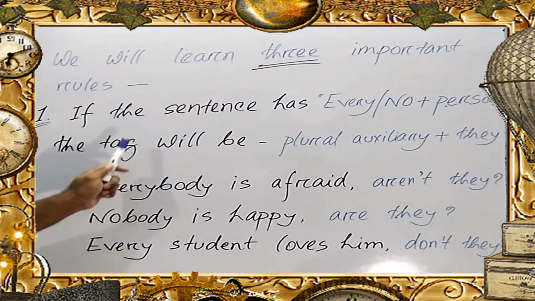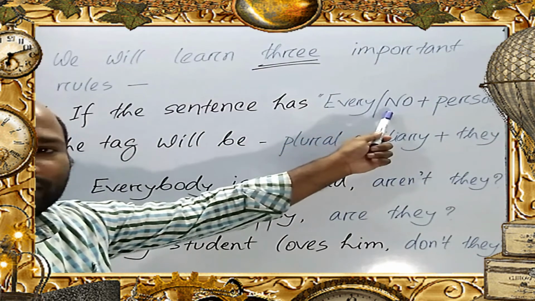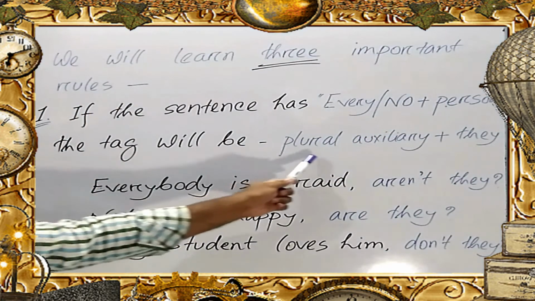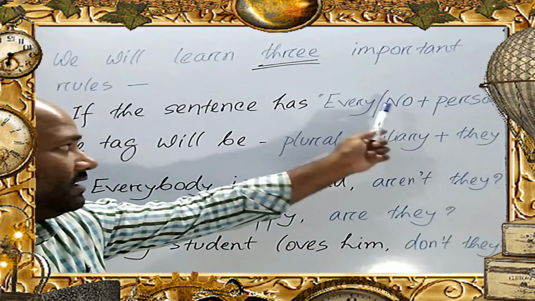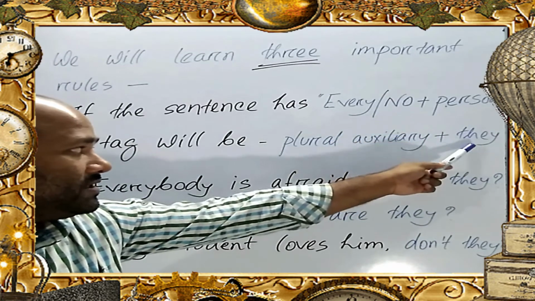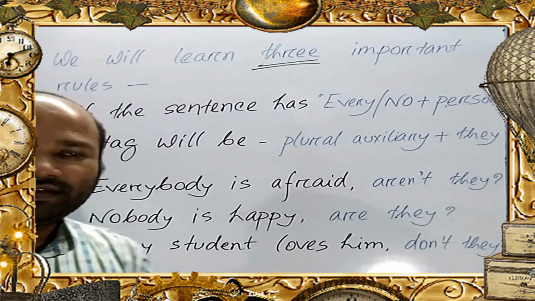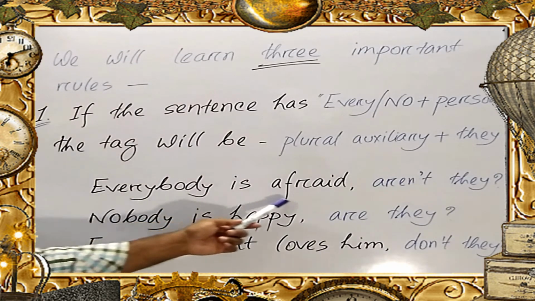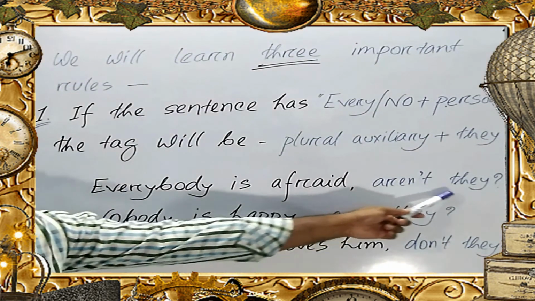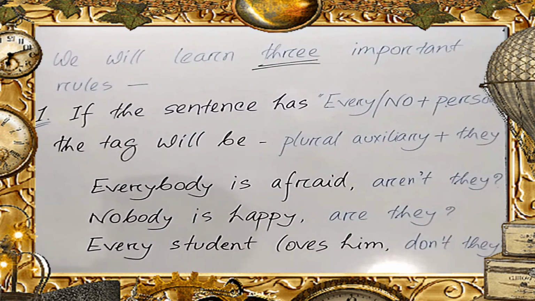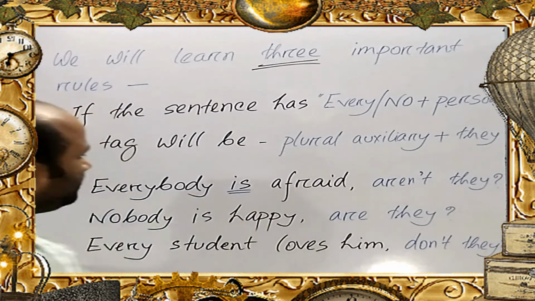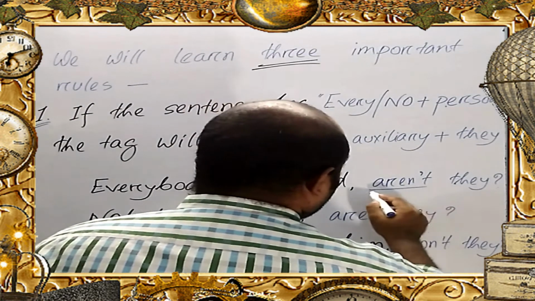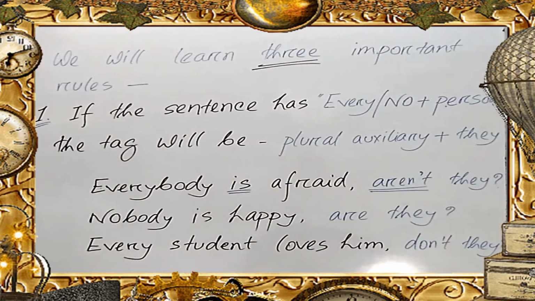So if I have every or no as subject with a person, then you have to use the plural form of auxiliary, and for this every or no plus person you have to take pronoun they. Then let's have three examples. Everybody is afraid. Aren't they? You can see there is a singular auxiliary verb is, but you have to make it plural. Aren't, whenever you go to make that question.